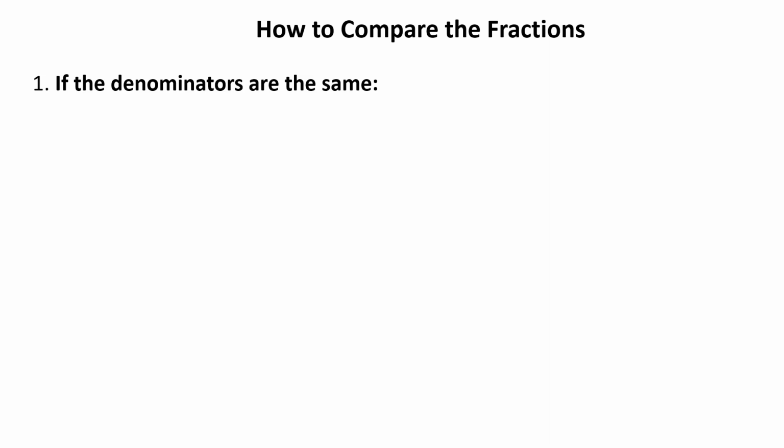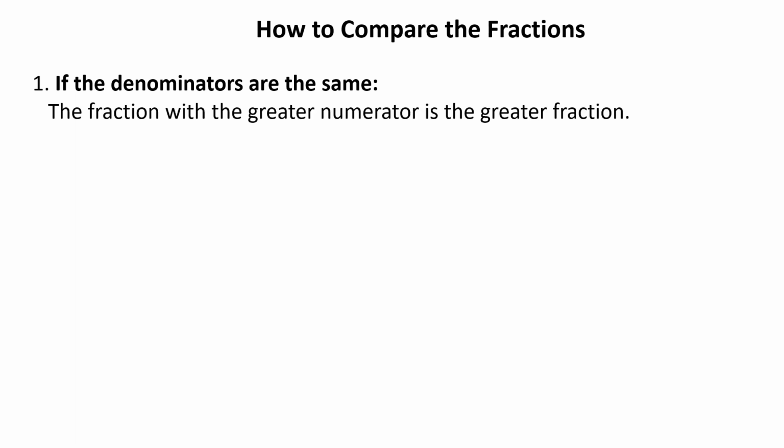Now, if the denominators of the fractions are same, then the fraction with the greater numerator is the greater fraction. Let's take an example here. We need to compare 2 by 5 with 16 over 35. So the first thing we can observe here, the denominator is not same. So we will make the denominator same by converting 2 by 5 to its equivalent fraction. So the equivalent fraction of 2 by 5 is 14 by 35.